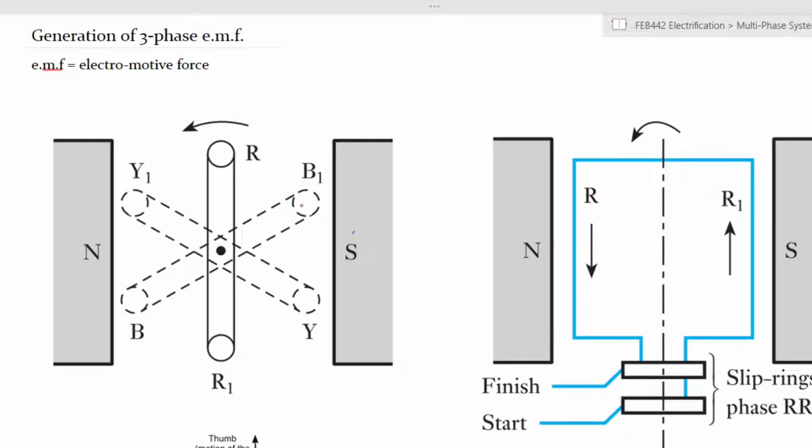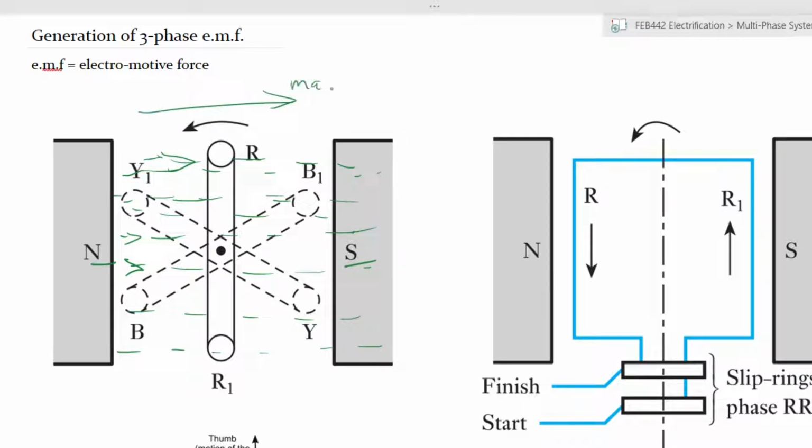So to start off with, we use a very simplified setup whereby you have two poles, a north pole and a south pole, creating a magnetic field in between, or a space which is left that has an electric field that looks like that. And of course, the magnetic field moves from north pole to south pole. So that is the direction of the magnetic field.